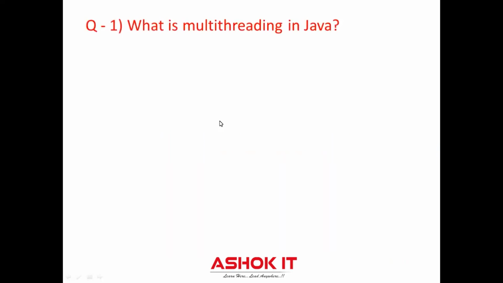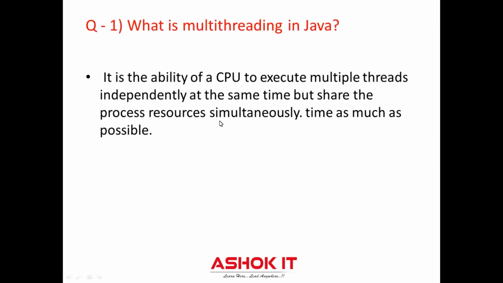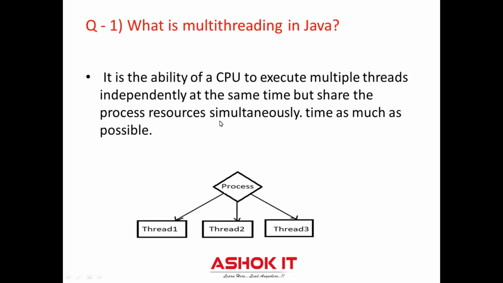So let's start. What is multi-threading in Java? As the name suggests, it is the ability of a CPU to execute multiple threads independently at the same time, but share the process resources simultaneously. Its main purpose is to provide simultaneous execution of multiple threads to utilize the CPU time as much as possible. If you observe in this diagram, this process is divided into different threads. It is a Java feature where one process can subdivide the specific program into two or more threads to make the execution of the program fast and easy.